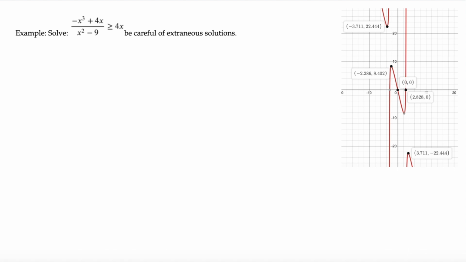I know that x squared minus 9 is the same as x plus 3 times x minus 3. So I know that x cannot be 3 or negative 3, the only places in our graph where that is true. So our domain has to be from negative infinity to negative 3, from negative 3 to 3, and then from 3 to infinity. Whatever solutions we obtain have to be within our domain.